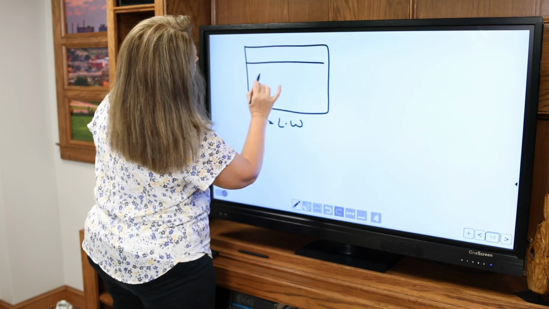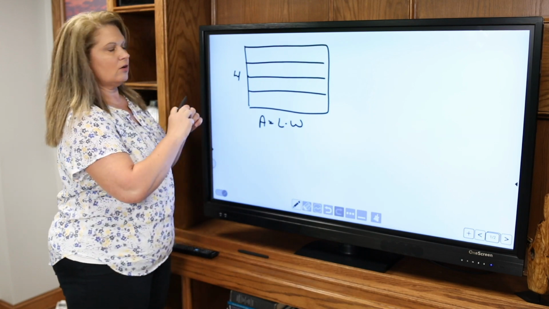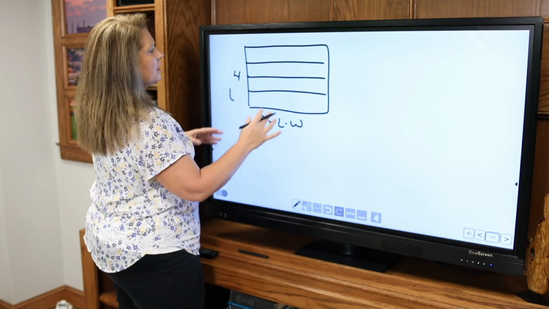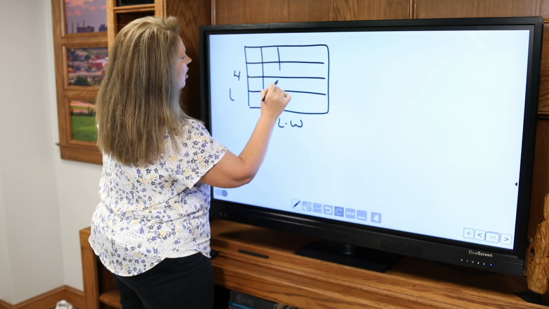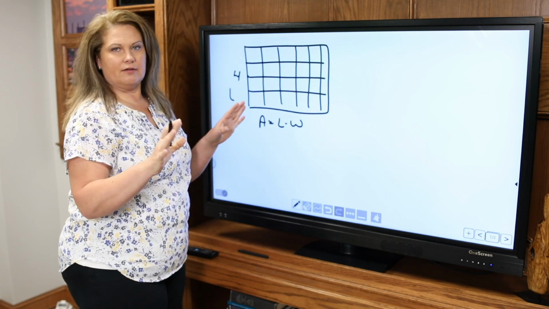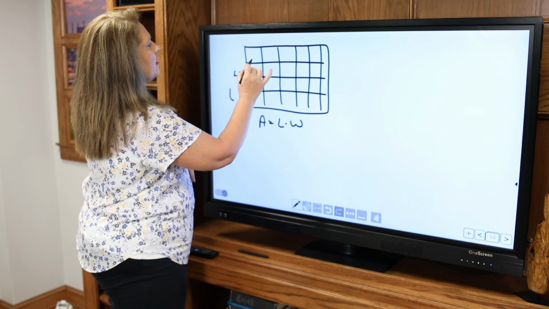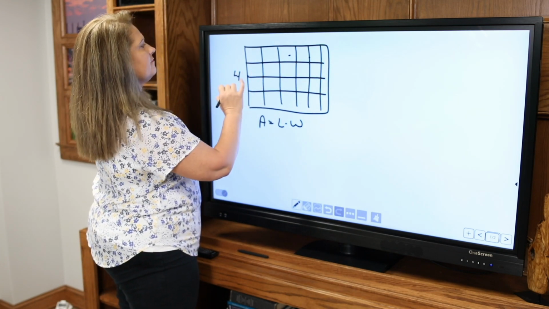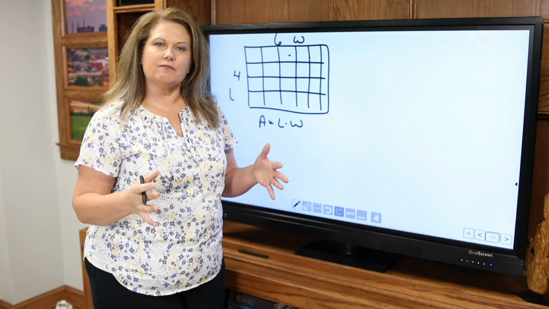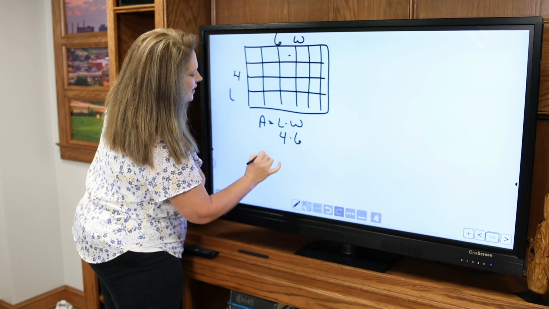So if we draw some rows, we have 4 rows here, and we'll call that our length. And then we have our columns. Sorry for the unequal, but you know how that goes. 1, 2, 3, 4, 5, 6. We'll call that our width. And remember, when you find area, you're going to multiply your 4 times 6.